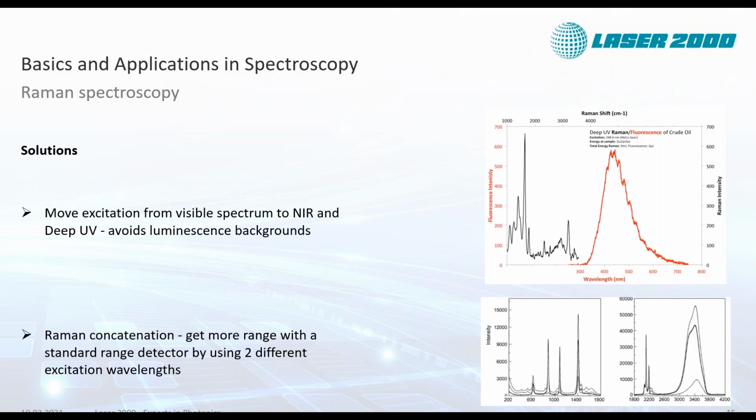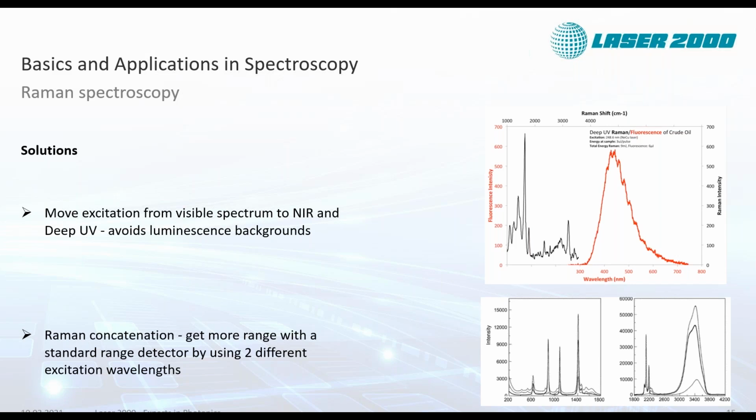So, first point, the background. There are two ways to overcome background distortion. The first one is to move your excitation wavelength away from the visible spectrum to the NIR, but this has a few counterpoints. When moving the excitation to the NIR, your incident photons don't have enough energy to excite the electronic transitions needed to excite fluorescence or something.